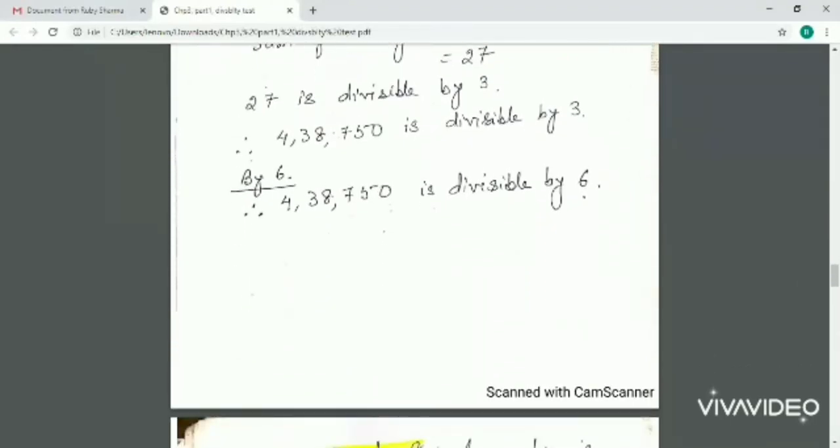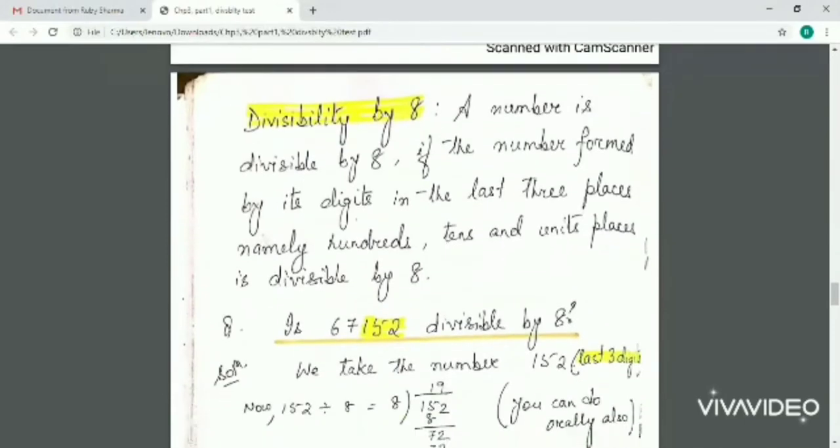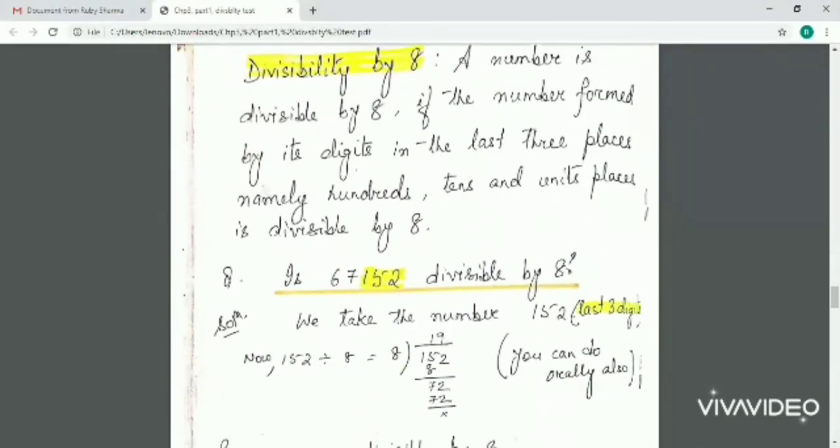Next, we come to divisibility by 8. Since 7 is not included in your textbook, I've skipped that. Now, in case of 4, we had checked the last 2 digits, and that test was applicable for numbers with more than 2 digits. Here also, for divisibility by 8, it is applicable for 4 and more digits, because for 3 digits, you have to divide and check. So you have to learn this.